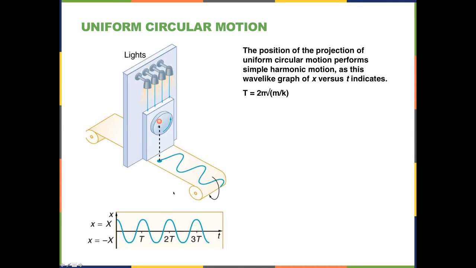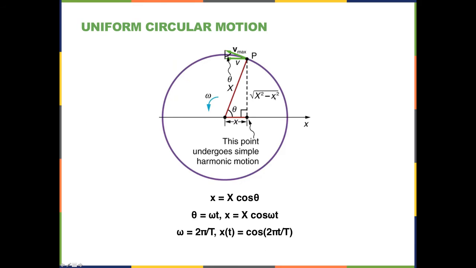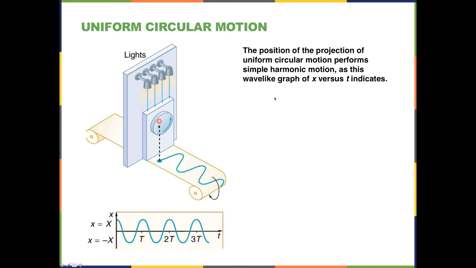So if we know that the period from our last lecture is equal to 2 pi times the square root of m divided by k, that m being the mass, and that describes this as well. So we can use this formula along with this previous formula here to do some calculations.